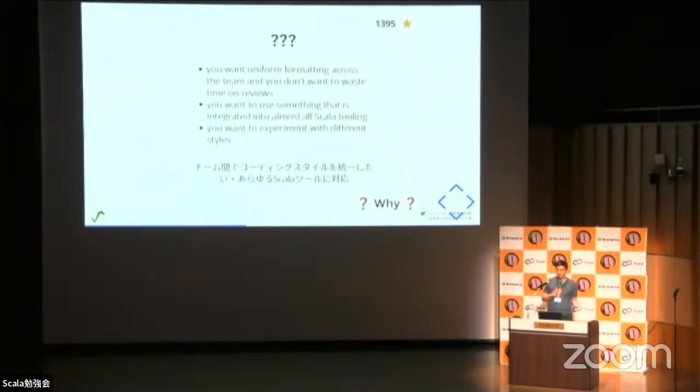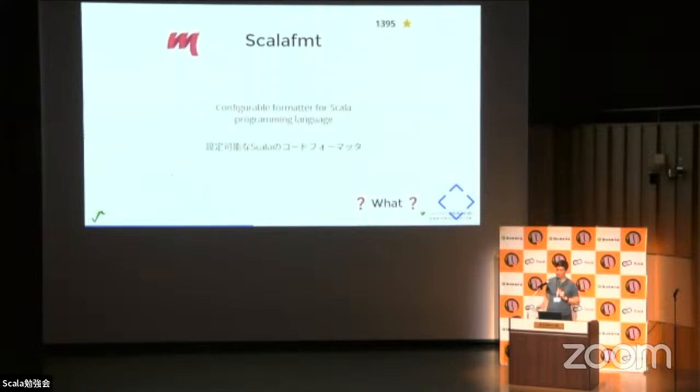Next tool that you might want, which is sometimes obvious for somebody, but for some people might not be, is to have a tool that automatically formats your code to be unified across your teams so that nobody argues about specific spaces or new lines. And for sure, you want something that is integrated in most of existing Scala tooling. And maybe you want to experiment with different styles. For that, you can use Scalafmt.